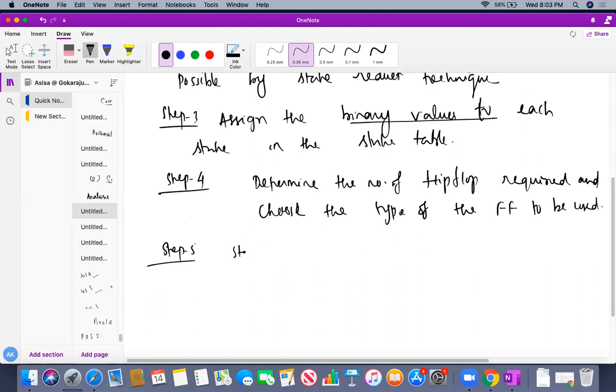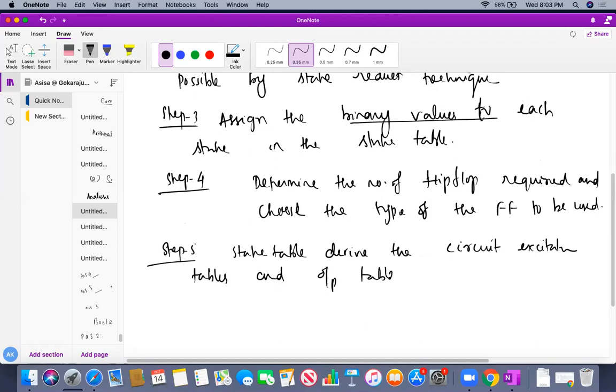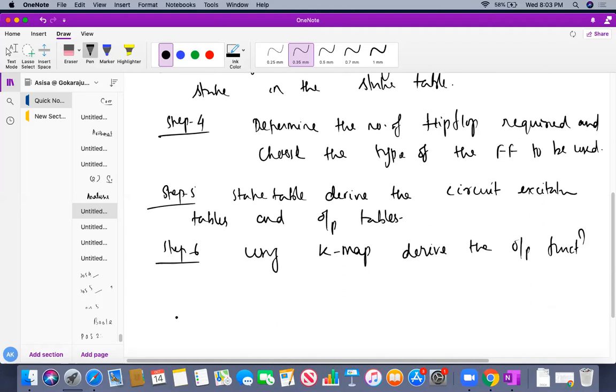From the state table, derive the circuit excitation table and output tables. And last, step 6 is using KMF. I'll tell all these things, don't worry, we'll do one problem. Derive the output function using KMF. Derive the output function and flip-flop input function.